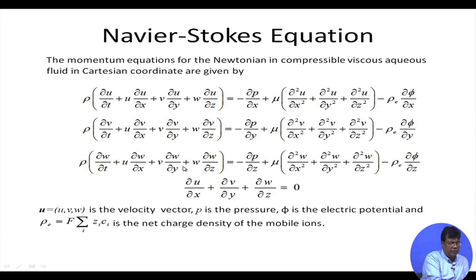the continuity, this is the x momentum or u momentum equation, this is the v or y direction, this is the z direction. So, here we have 3 components of velocity and rho_e is the charge density. Obviously, rho_e is not a constant also, because it involves the molar concentration of the ionic flux, which may vary in space, vary with x, y, z.